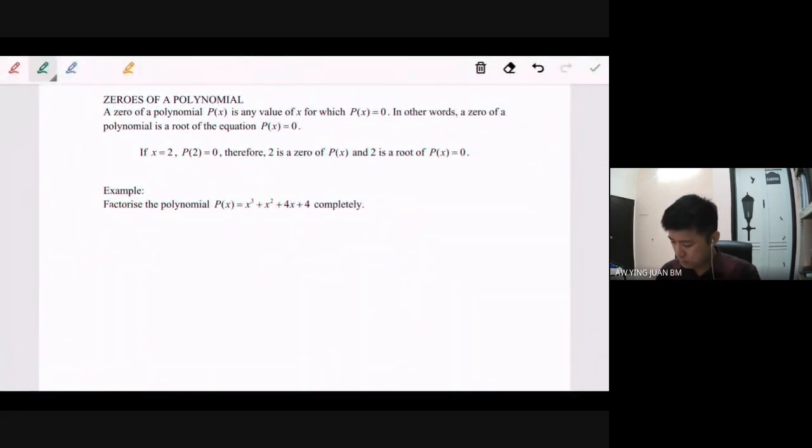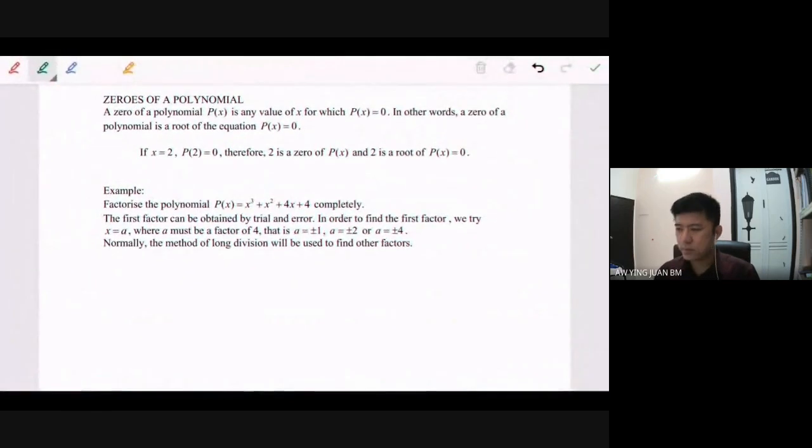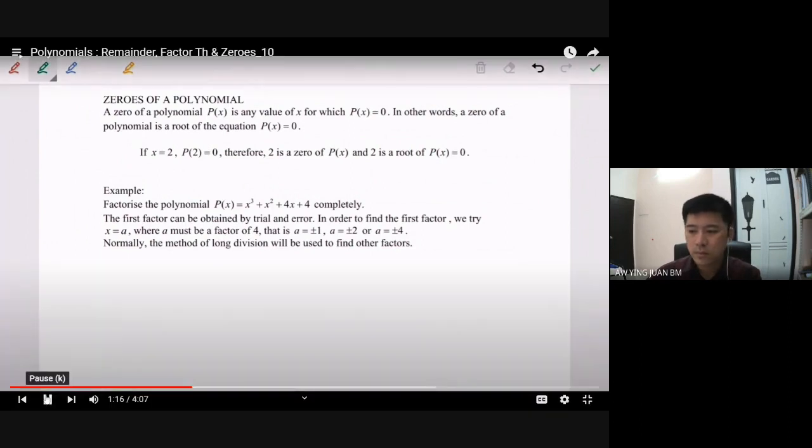So here is the example. Factorize the polynomial completely. So that is the information that we have. What we have to do is use the trial and error method. The strategy that we are going to use: the first factor can be obtained by trial and error. In order to find the first factor, we try.